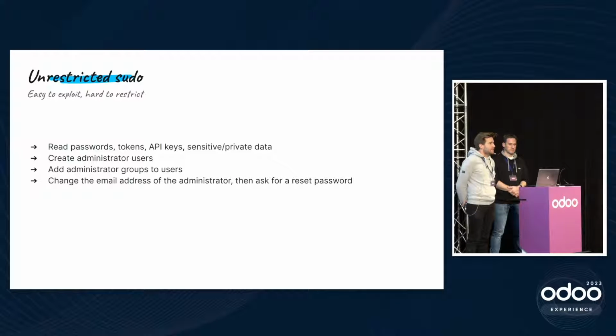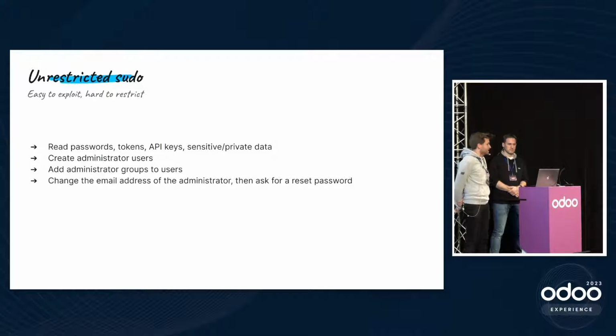When there is an issue with sudo, those are examples of where hackers can go to access data. They can read passwords, tokens, API keys, sensitive and private data. They can create new administrator users.